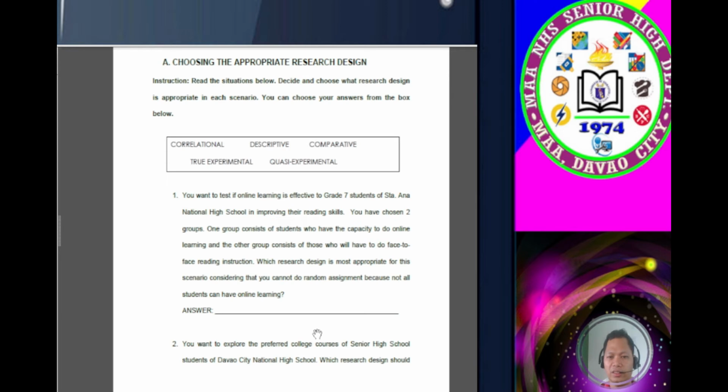Okay, correct. It is quasi-experimental. Why? Because as we discussed earlier in the criteria, this talks about non-randomized assignment of the respondents, so this falls under quasi-experimental. Okay, let's proceed to number 2.